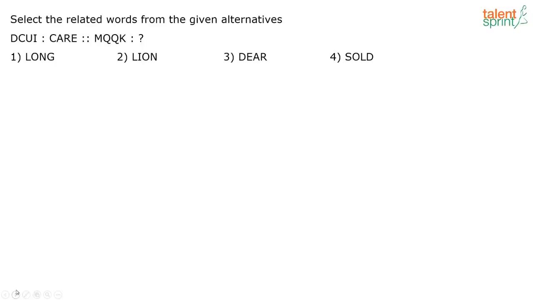Okay, so this is the first question. As I said, the first few questions are from the SSC CGL Tier 1 paper number 13, that is the mock paper that is enabled in your account. So give me the answer for this one, all of you. What is the pattern that is being followed here? You have DCUI is to CARE as MQQA is to what.